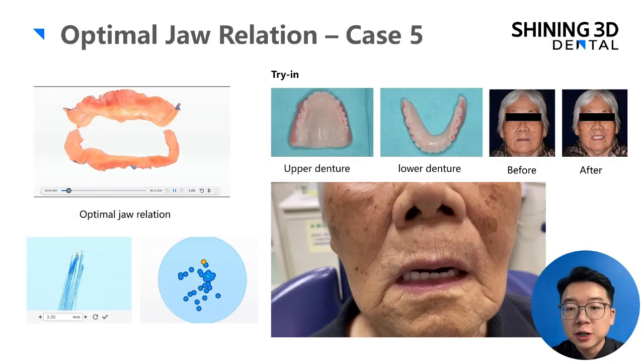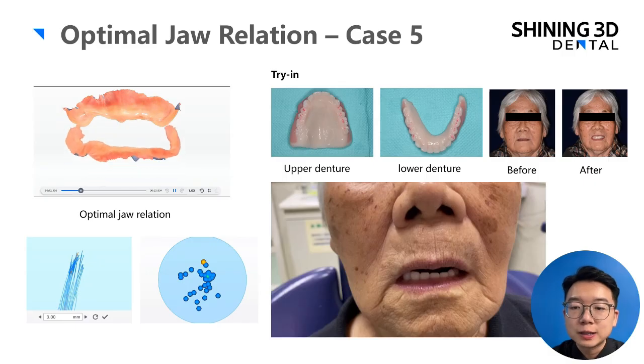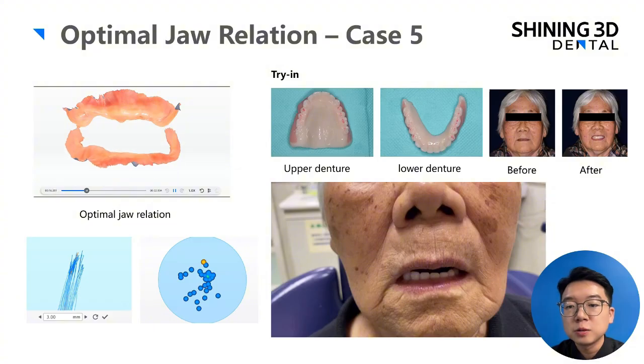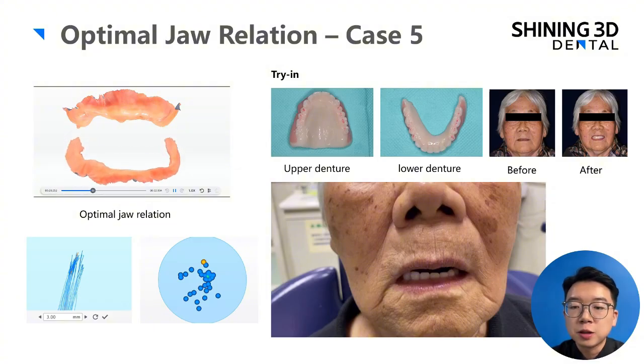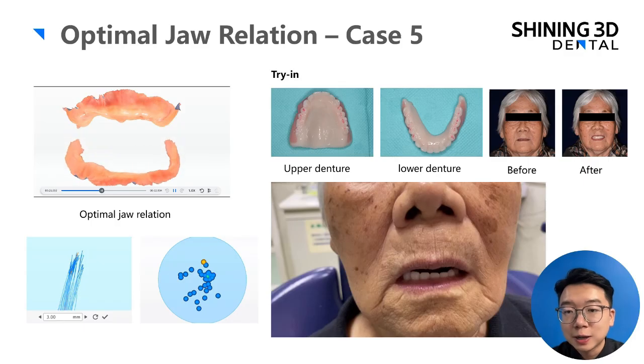As for the removable denture, I already mentioned that the steps are the same as the immediate loading ones. If there is no bite at all for this kind of patient, we still need to use the optimal jaw relation function to get the relationship of both the upper and lower jaw to help with the design. This is a real case that we collected as well.